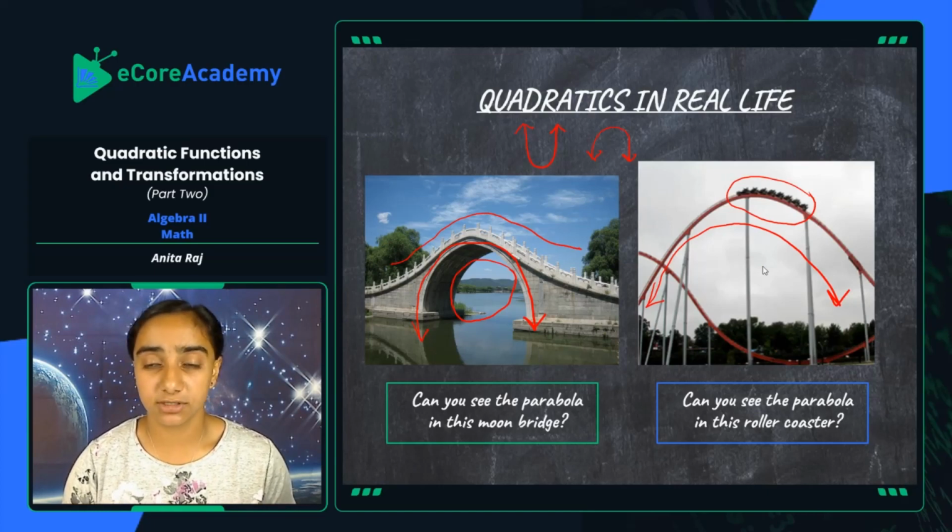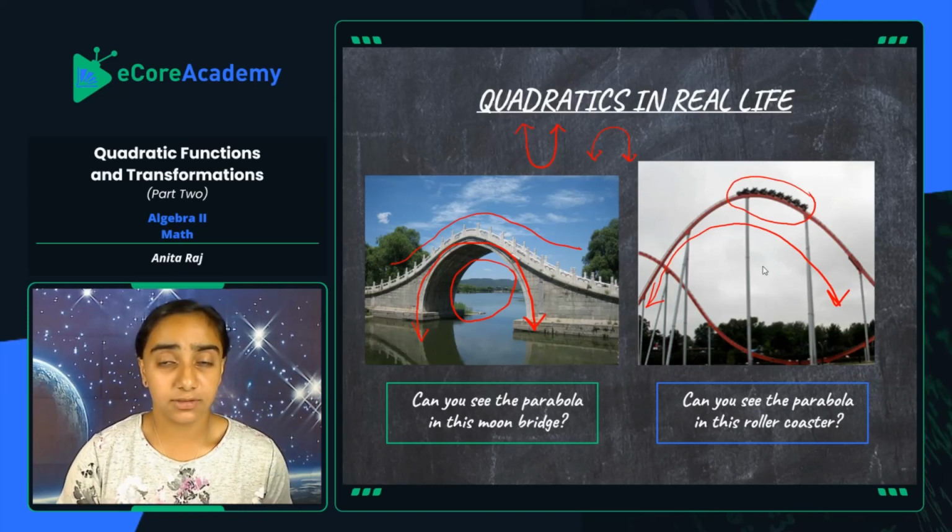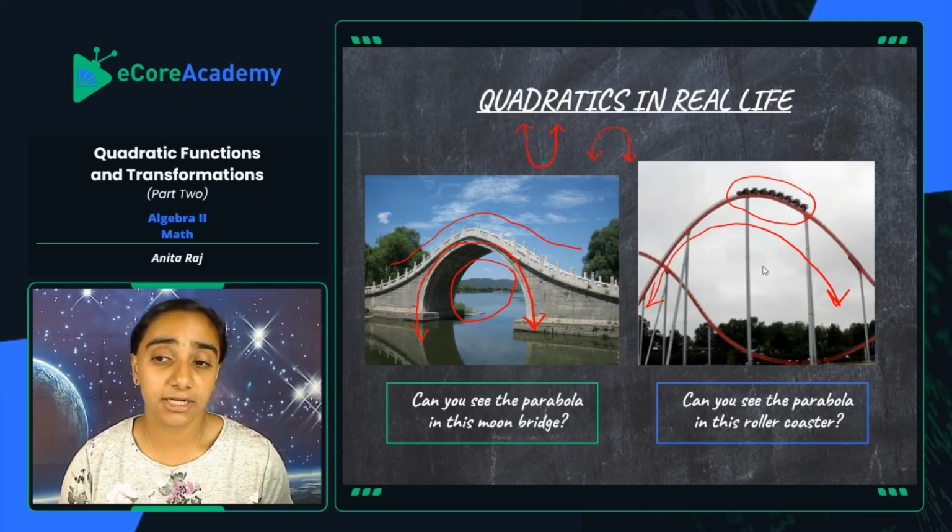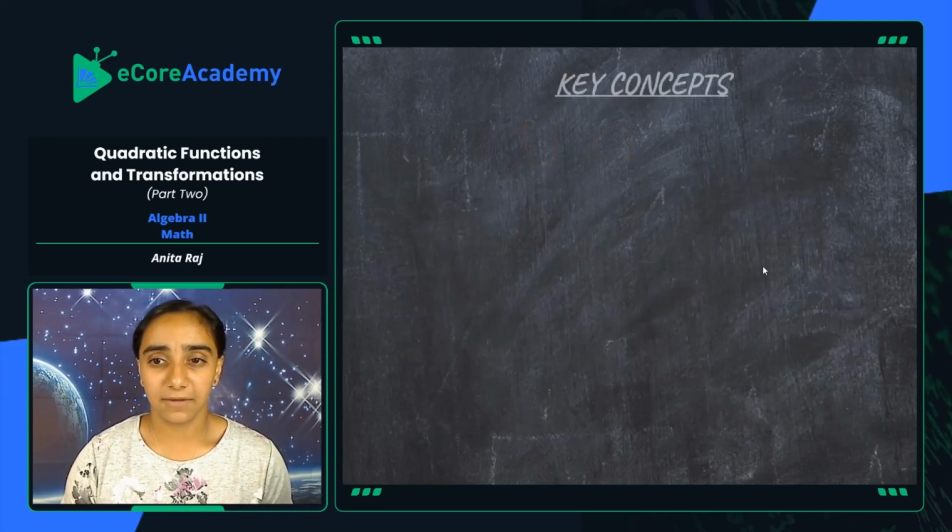These would be reflected across the x-axis. And you can see they both look like parabolas. These are quadratics in real life and their real-life applications. Okay, let's get right into the content we have today, aside from that.